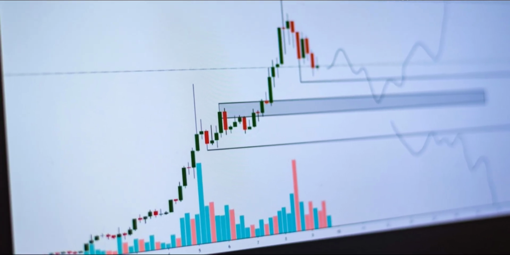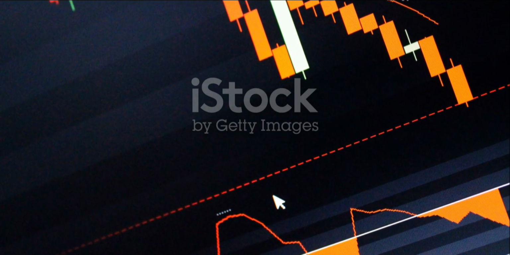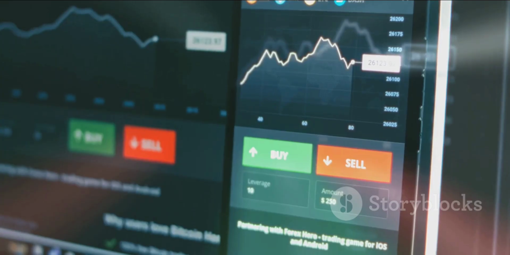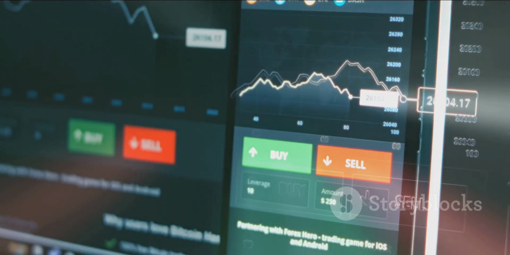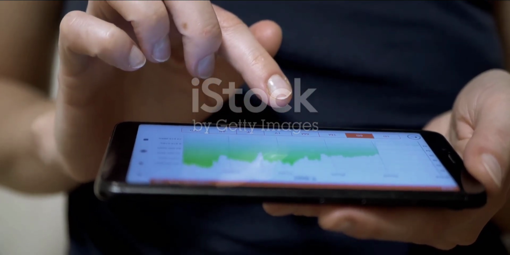Later, the histogram bars shrink. Momentum is fading. The MACD line crosses below the signal line, a bearish crossover. You exit the trade, locking in profits before the trend reverses. That's how you use the MACD for smarter, more confident trades.